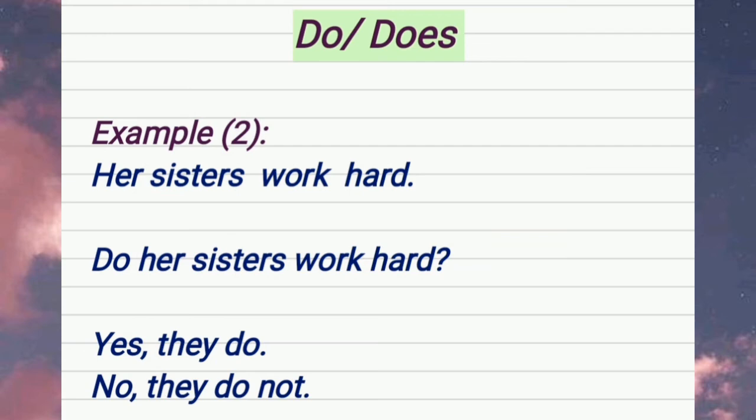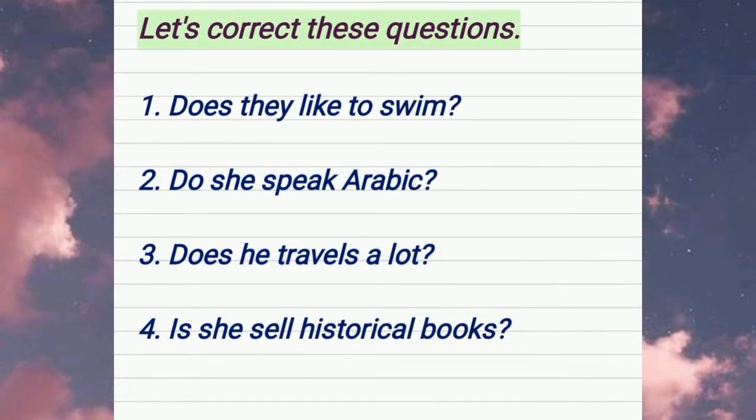Well, now we will have 4 yes or no questions, and each one has a mistake. We, as clever students, will find the mistake and correct it. The first question is, does they like to swim? Can you please help me and find the mistake?